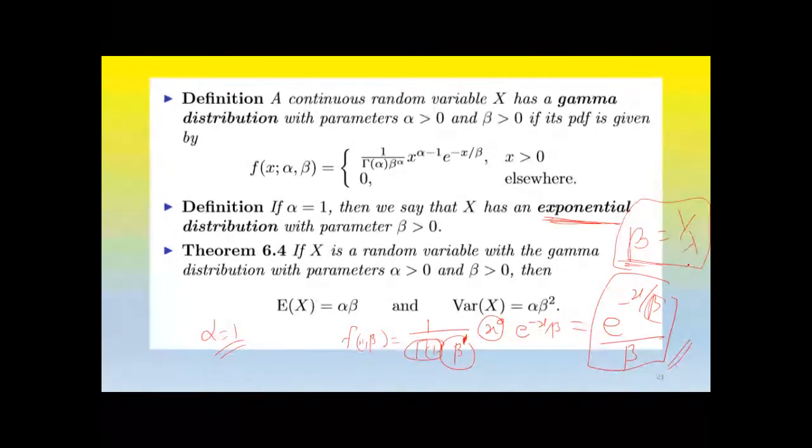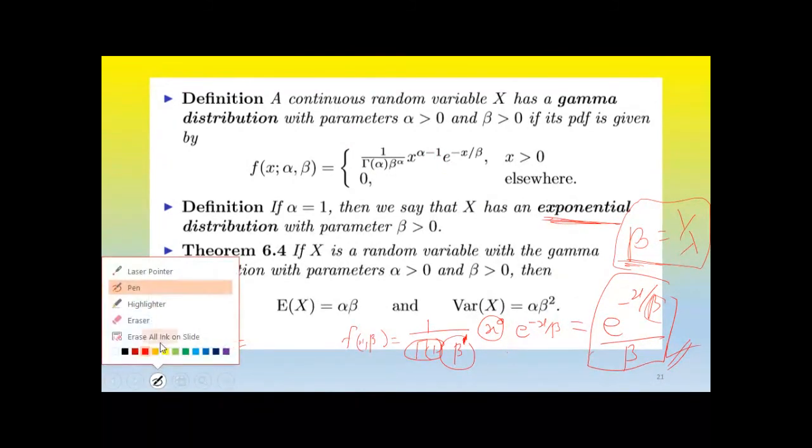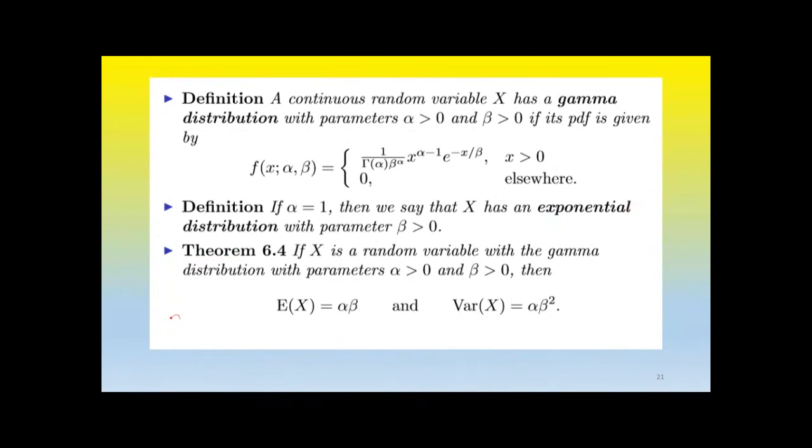If you know the average, you can proceed with this exponential. If you have only the average for the gamma distribution, it means alpha is 1. So straight away you can use this formula. The formula for the exponential distribution is very similar to the gamma distribution, where x is the random variable and this is a function of only beta: 1 over beta e raised to minus x over beta, where x is greater than 0, otherwise it is 0, right?